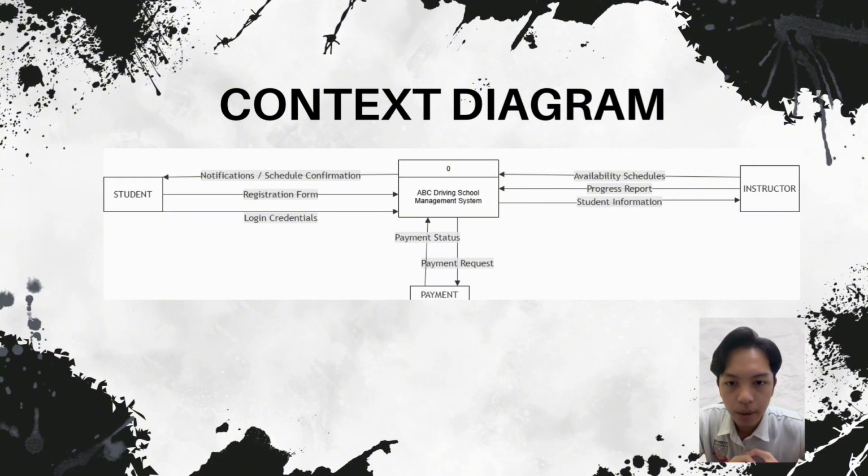First, the pelajar submit their registration and login details, and the system sends back their schedule confirmations. And then the instructor updates their availability and progress reports and receives the pelajar information they need for the classes. Finally, the system sends payment requests directly to the payment gateway and gets the payment status in return.